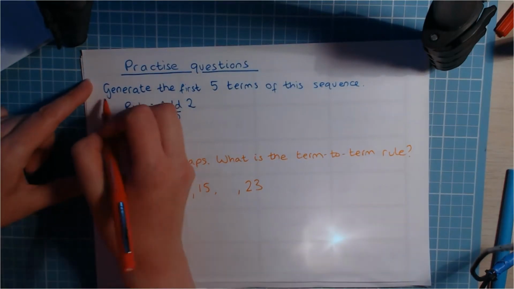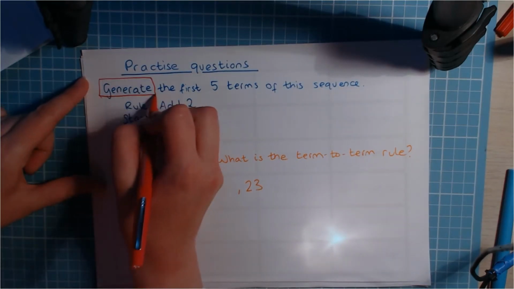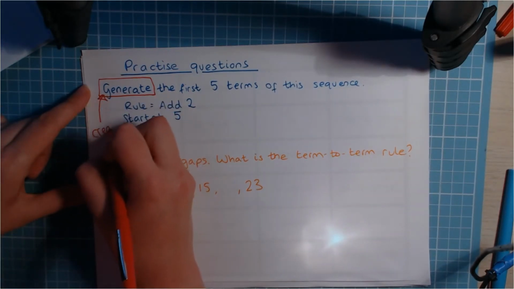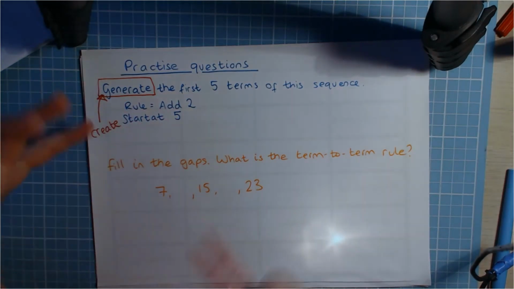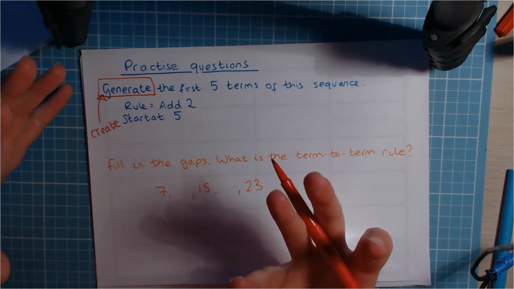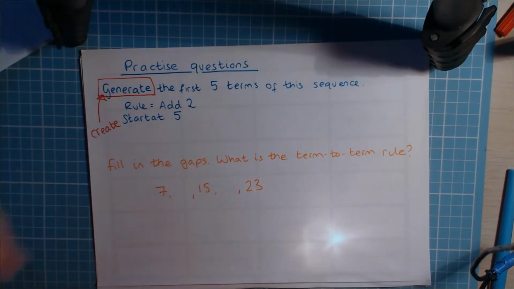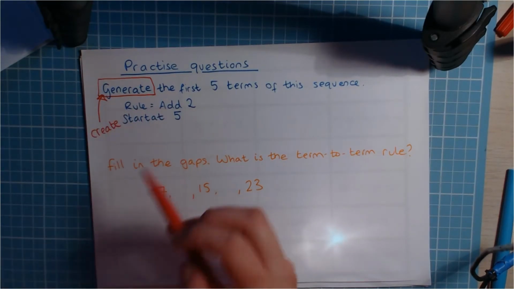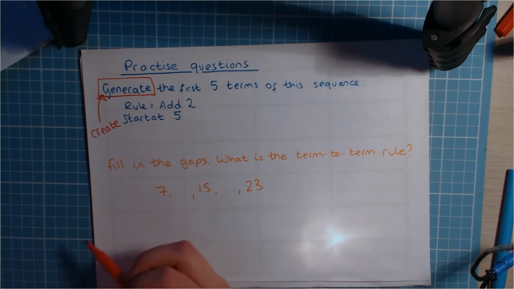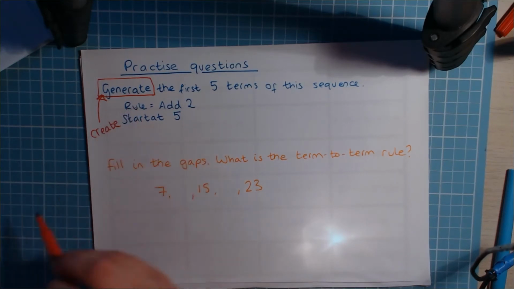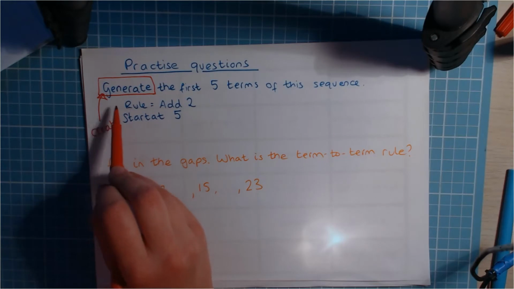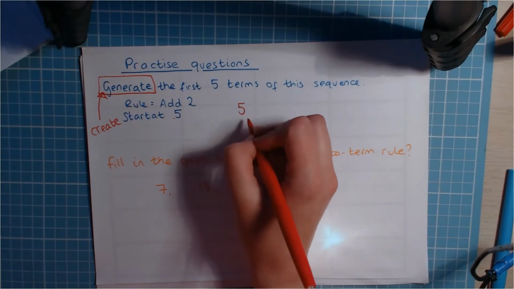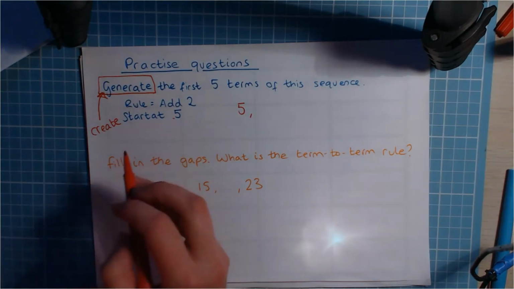Okay, so the first thing I want to say is this word here, generate. That's quite a fancy word, isn't it? Generate means to create. You might have an electricity generator, like bouncy castles always have a generator where it creates the electricity to keep the air inside the bouncy castle. So to generate the first 5 terms, I basically want you to tell me what the first 5 terms are going to be. I've not been very clear with that, have I? Our term-to-term rule is to add 2, and we're starting at 5, so our first term is 5, and I want to find the first 5 terms.